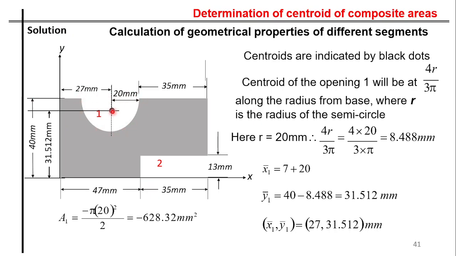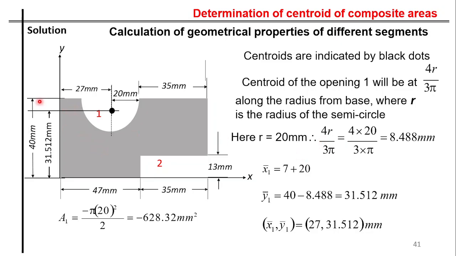So this centroid is going to be lying at a height of 4r by 3 pi from here. That part we are already aware of. And due to symmetry, it will be lying at the center. That part also we know. So it is going to be lying somewhere here. So r is going to be 20. So I am going to find out this 4r by 3 pi.